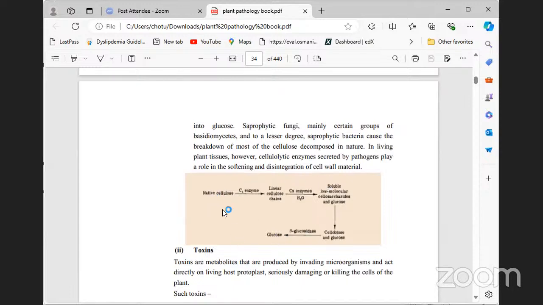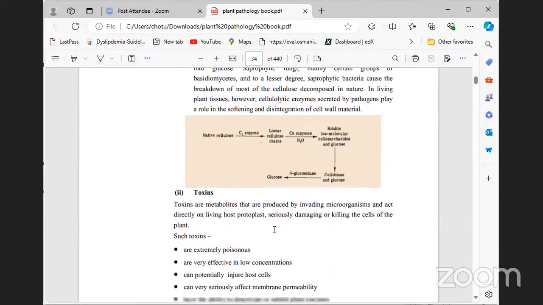See, this is the native cellulose. The C1 enzyme interacts to produce linear cellulose chains. That is the C2 enzyme plus water. These two produce the soluble low molecular weight cellulosaccharides and cellobiose. Then beta-glucosidase finally produces the glucose. That is this one. Next, the toxins.